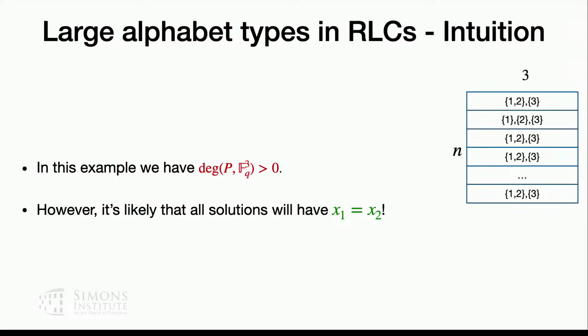Because, for example, assume that this is the only place where we don't need x1 to equal x2. Then any solution here would need to have x1 and x2 differ from each other by a Hamming distance of at most 1. And we know that a random linear code is probably not going to have distance 1. So in all likelihood, even though the degree is positive, we're not going to get solutions for which x1 is not equal to x2.